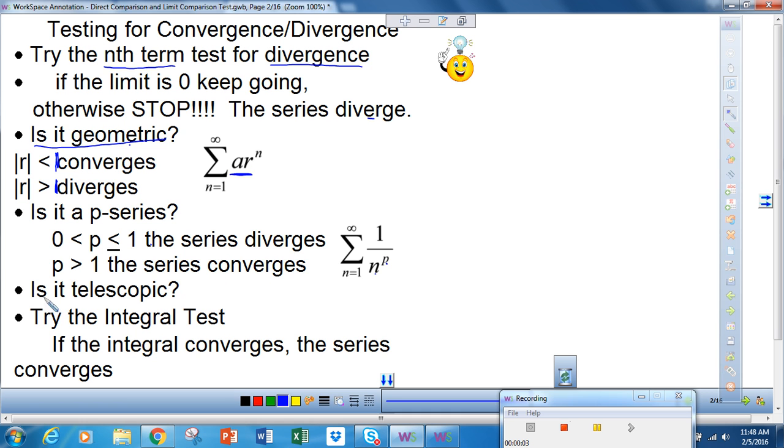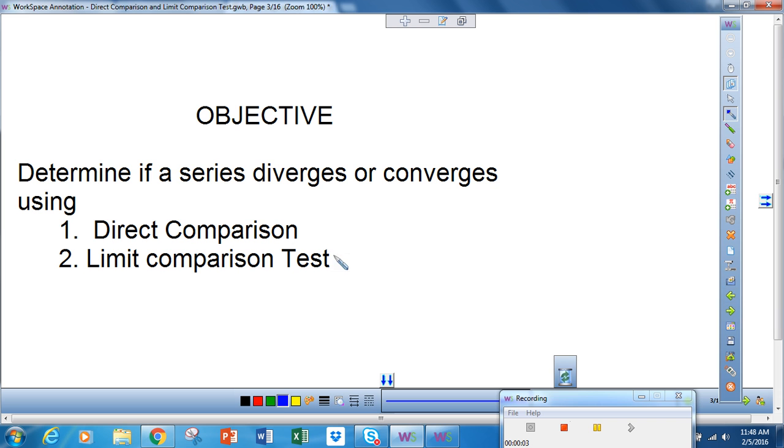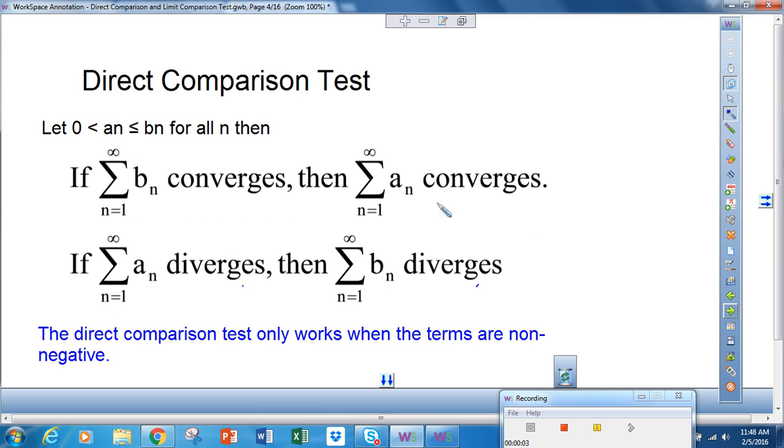Then our next choice would be to see if it's telescoping. If it's not geometric and not a p-series, is it telescoping? And at this point in our career, our next test would be the integral test. But we're about to learn two tests that we would do before the integral test, and that is the direct comparison and limit comparison tests. The direct comparison test is a sweet little test that will quickly tell you if something diverges or converges if you have the right conditions.